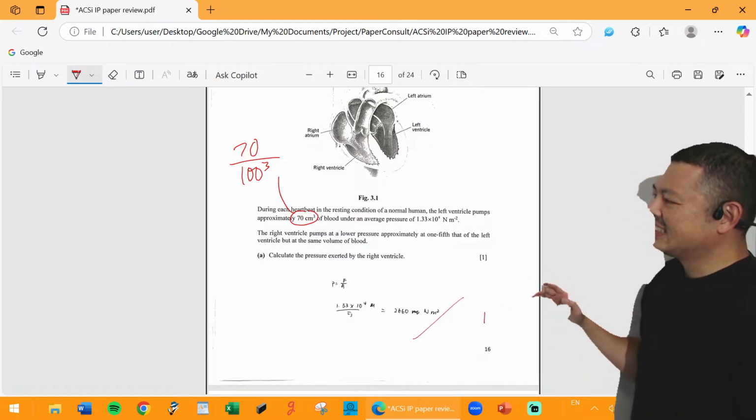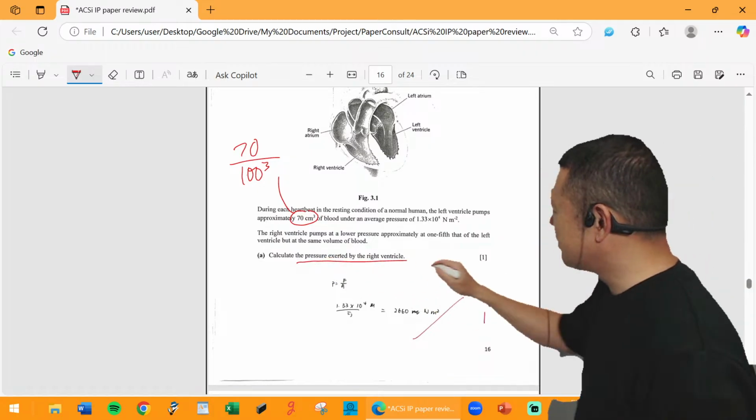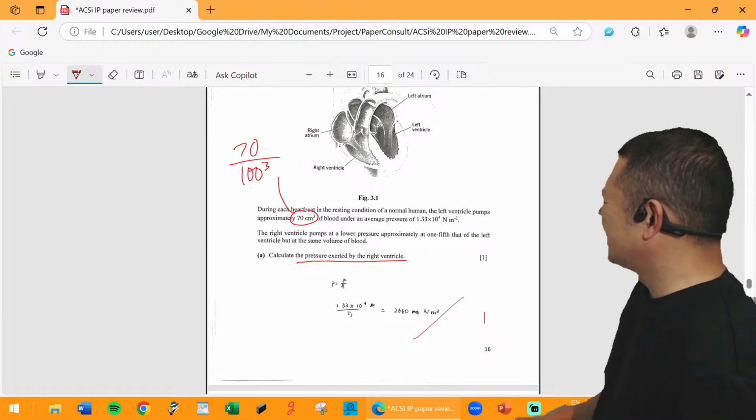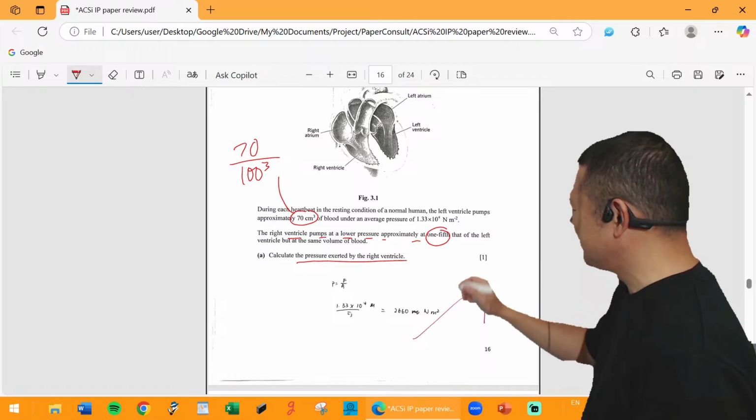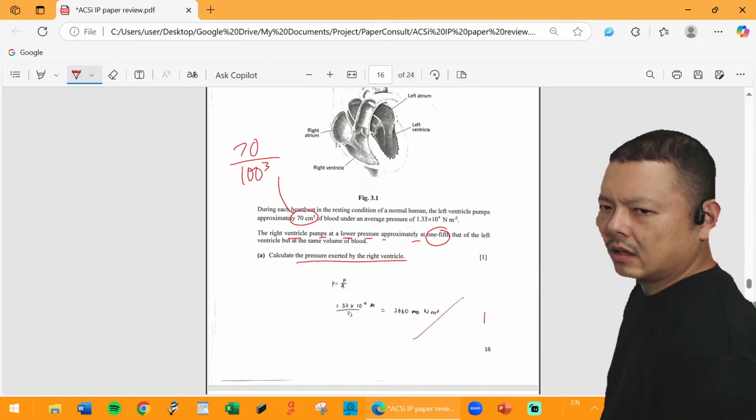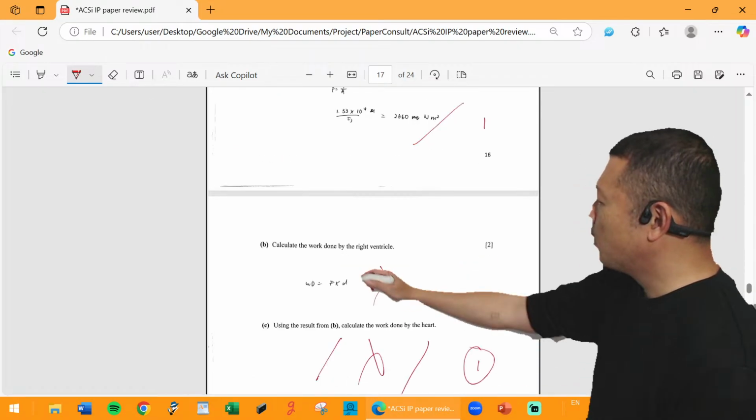Okay. Pressure exerted by the right ventricle. It says the right ventricle pumps at the lower pressure, approximately 1/5. So this is divided by 5. Okay, then what's the next one? Work done.